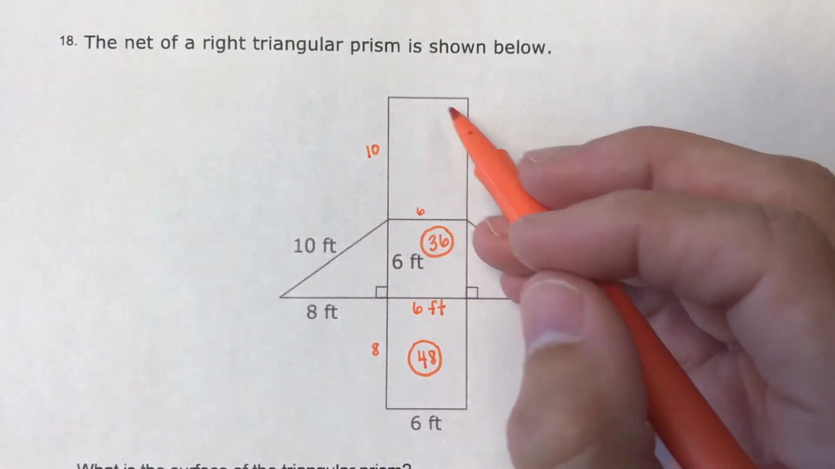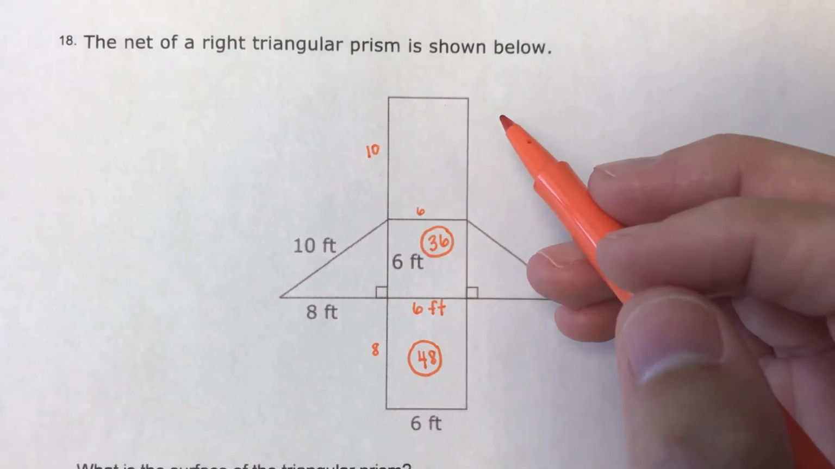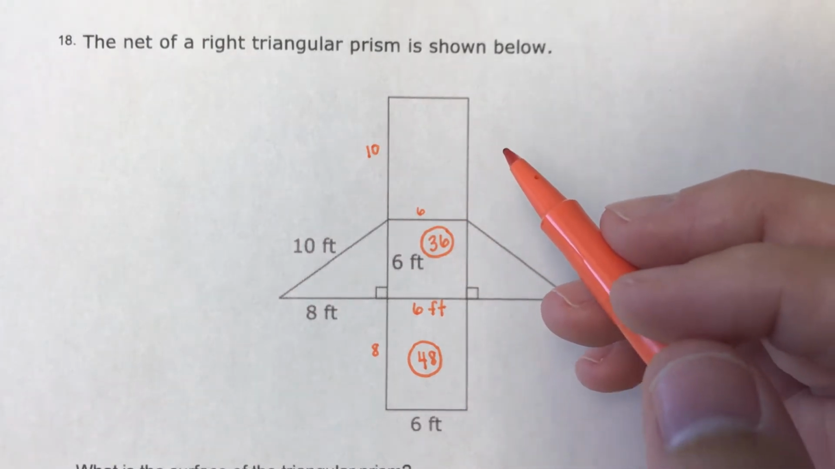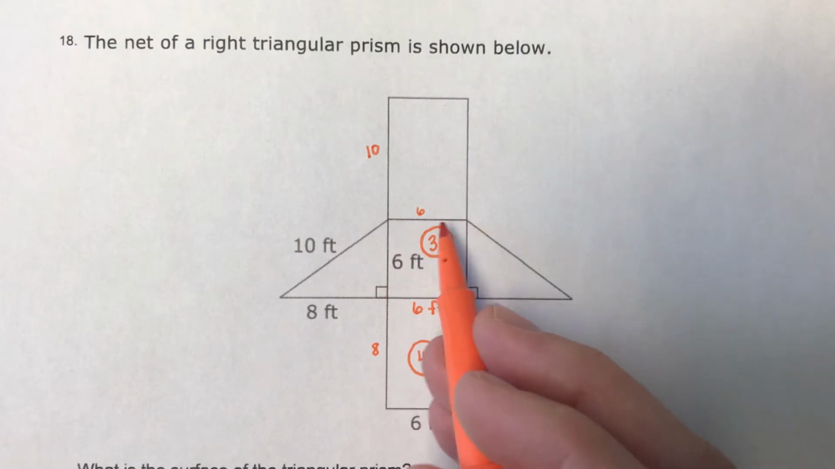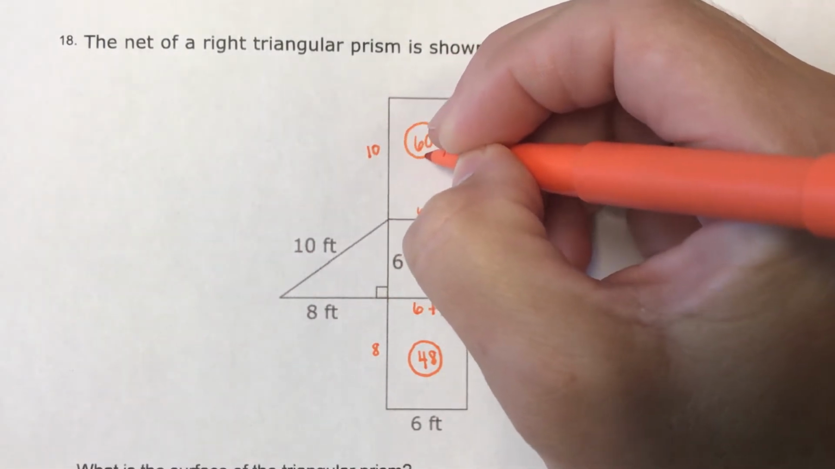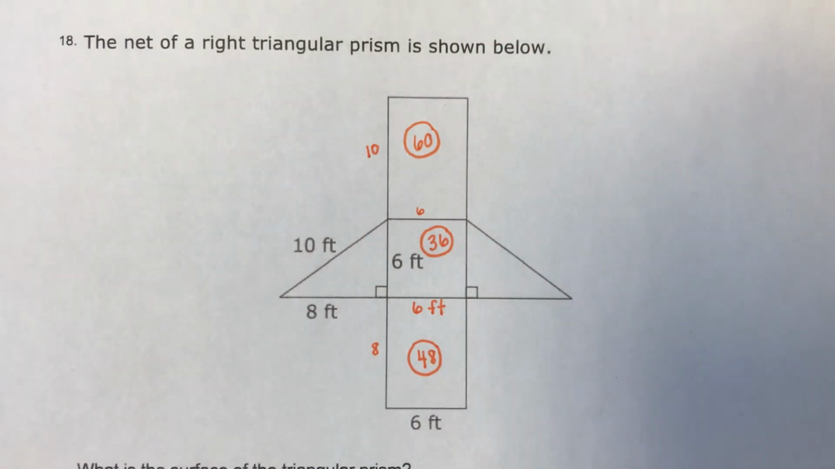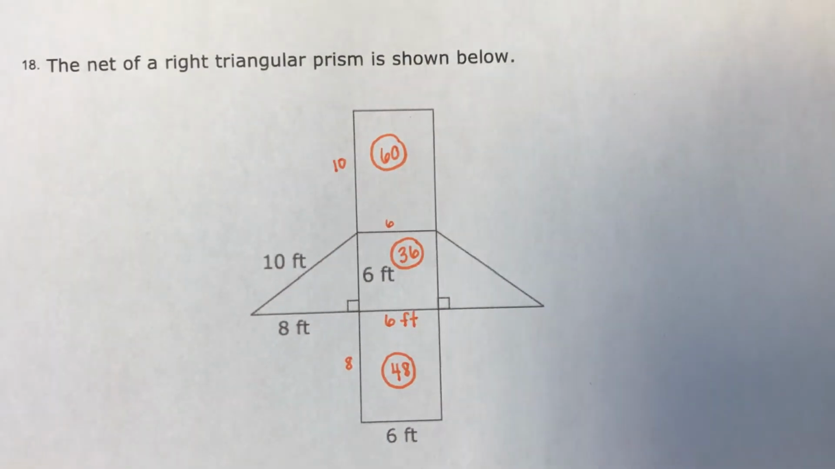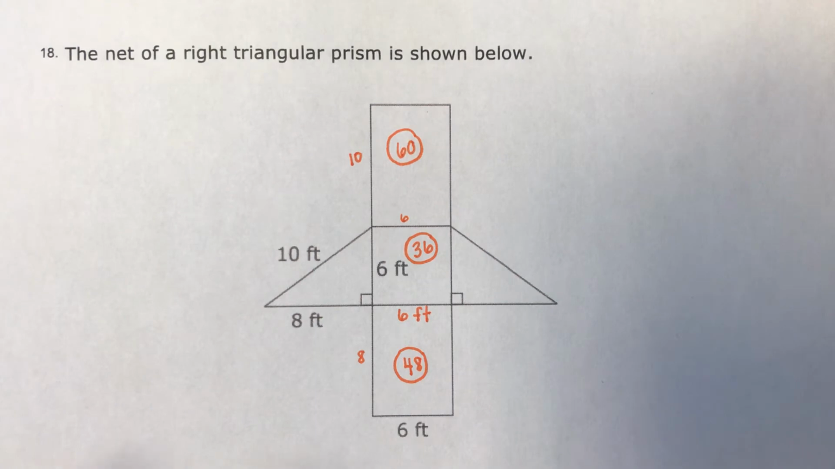So now that when I find the area of this rectangle, because remember, surface area is all about finding the area of every single side, I would do 6 times 10, which would give me 60. All right, now all I have left are my triangles. And luckily, these two triangles are congruent. So once I find one, I've got the other one as well.